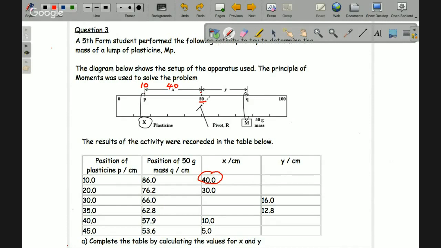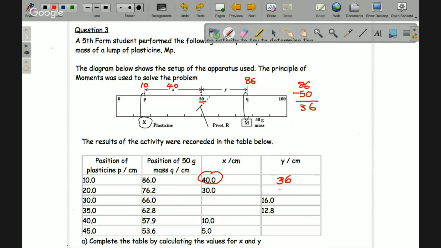So we verified that, and in the same way now we try to determine the value of y. If the position of Q is 86 centimeters and this is 50, then y is just 86 minus 50, right? And we get 36. So y is 36 centimeters. We apply the same principle to work out the entire thing.